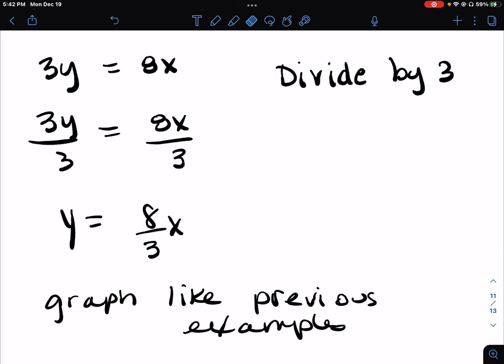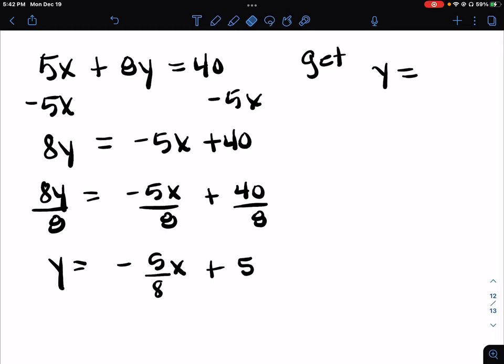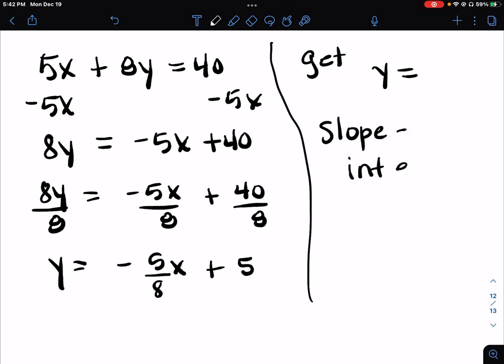Okay, so if you have 3y equals 8x, to get y by itself, you would divide by 3 on both sides. Okay, and to graph it, you would do the same thing that we did in those earlier examples. Okay, what if you have 5x plus 8y equals 40, and it says find the slope-intercept form. Slope-intercept means to get y equals.